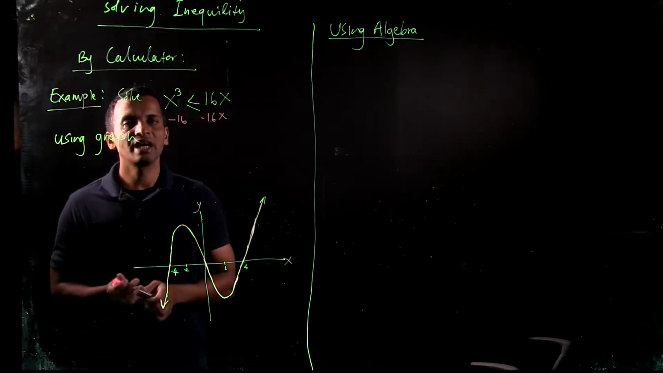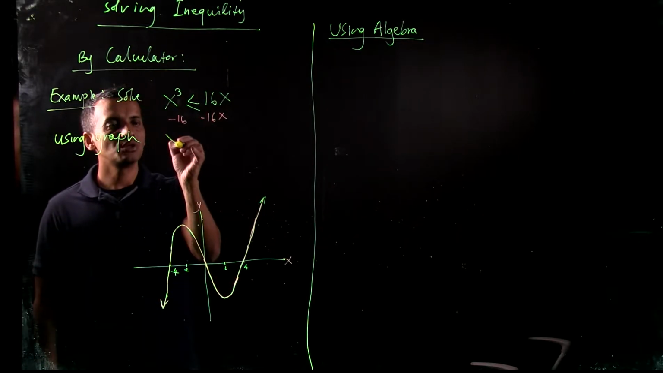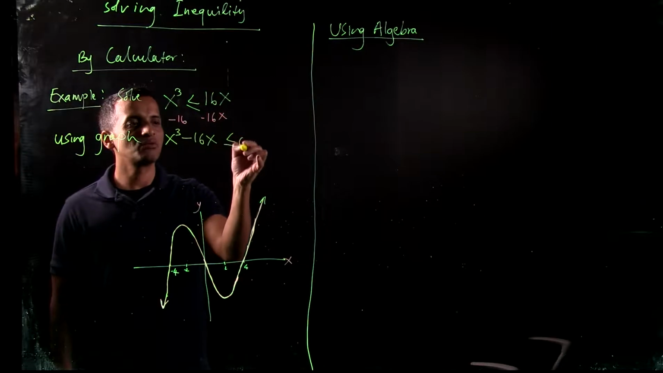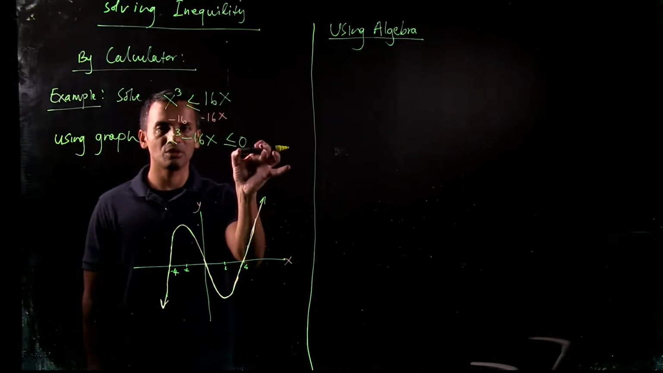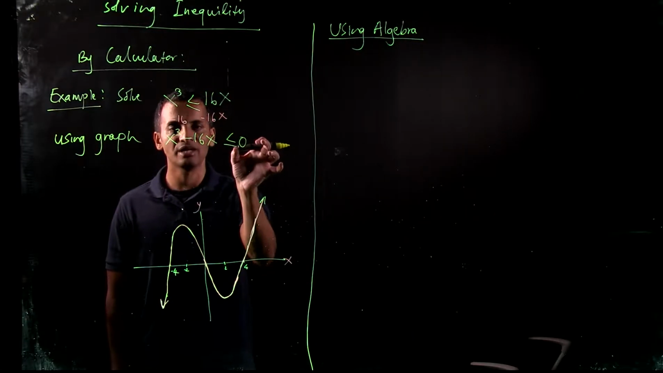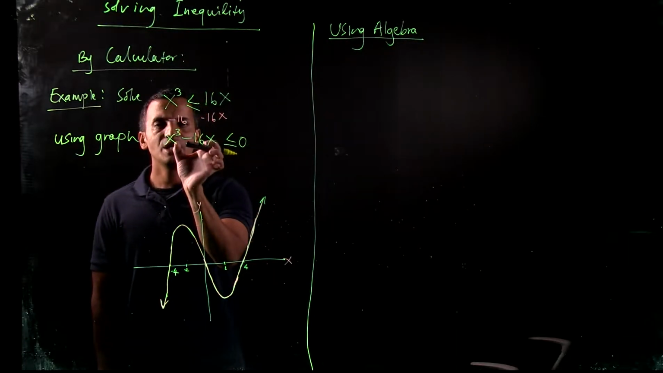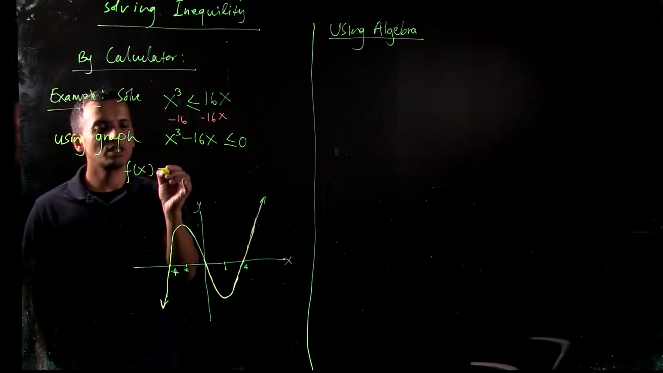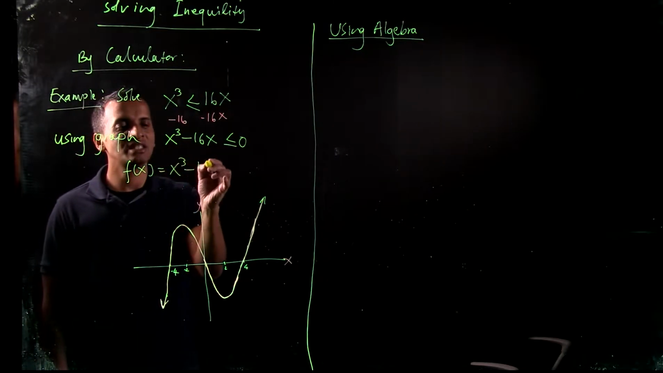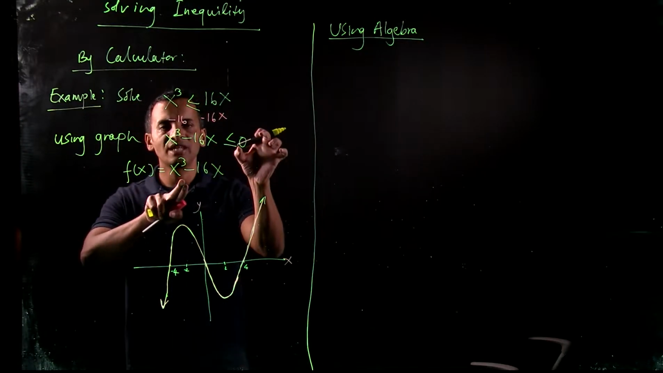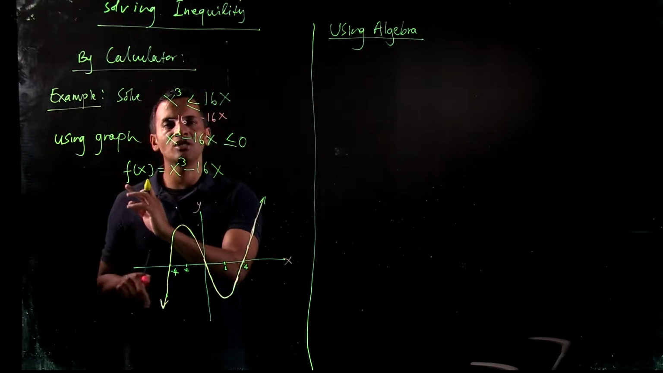What do you get? You get x cubed minus 16x is less than or equal to 0. That's the first step: make the right hand side 0. The next thing you do is set that as f of x. Set f of x equals x cubed minus 16x.